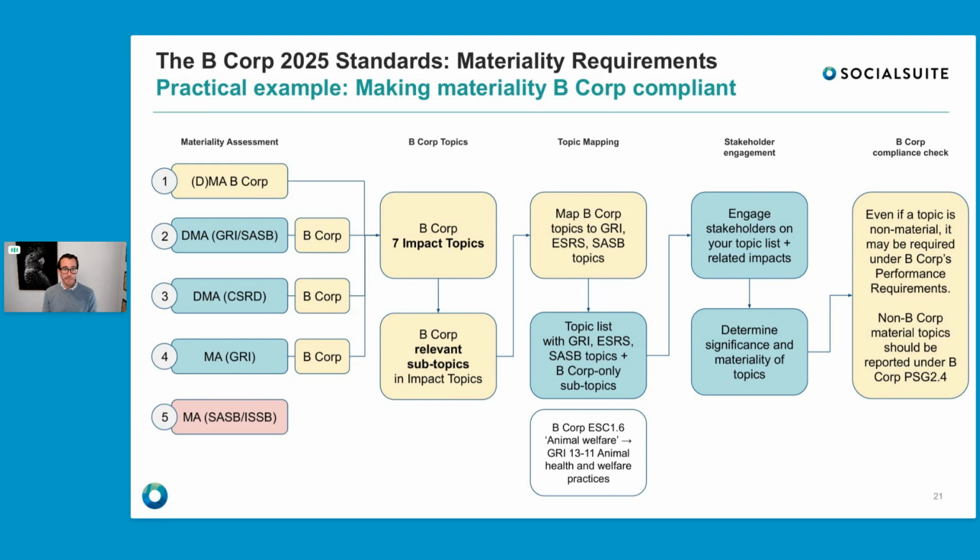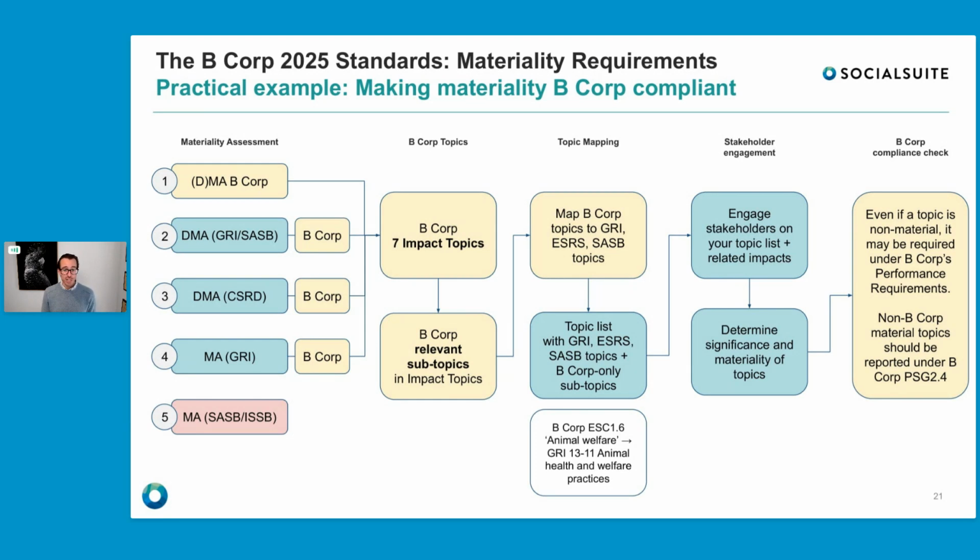As a next step, we're going to look at all those topics and subtopics from B Corp and see if we can map them as best we can to what we're using. And that could be GRI, ESRS, CSRD. In particular, we're going to have that impact focus, so mostly GRI and ESRS. How can we link and map that? I've already put a little example there at the bottom. So from B Corp, we might see under ESC 1.6 that animal welfare is relevant to our organization.